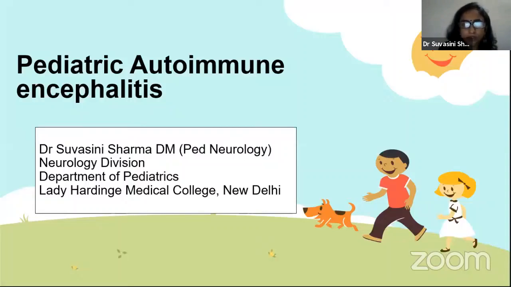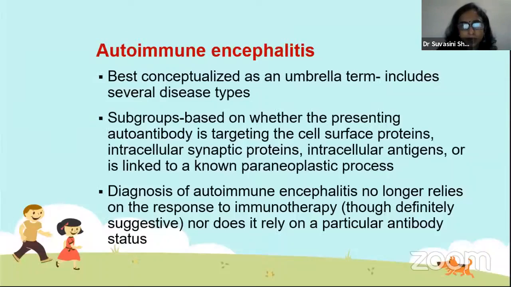which in fact includes all of these things. This is one condition which will have seizures, movement disorders, and many, many other problems, as you will see. Now, autoimmune encephalitis is best conceptualized as an umbrella term which includes several disease types. And the subgroups are classified based on whether the presenting autoantibody is targeting the cell surface proteins, intracellular synaptic proteins, intracellular antigens, or is linked to a known paraneoplastic process.